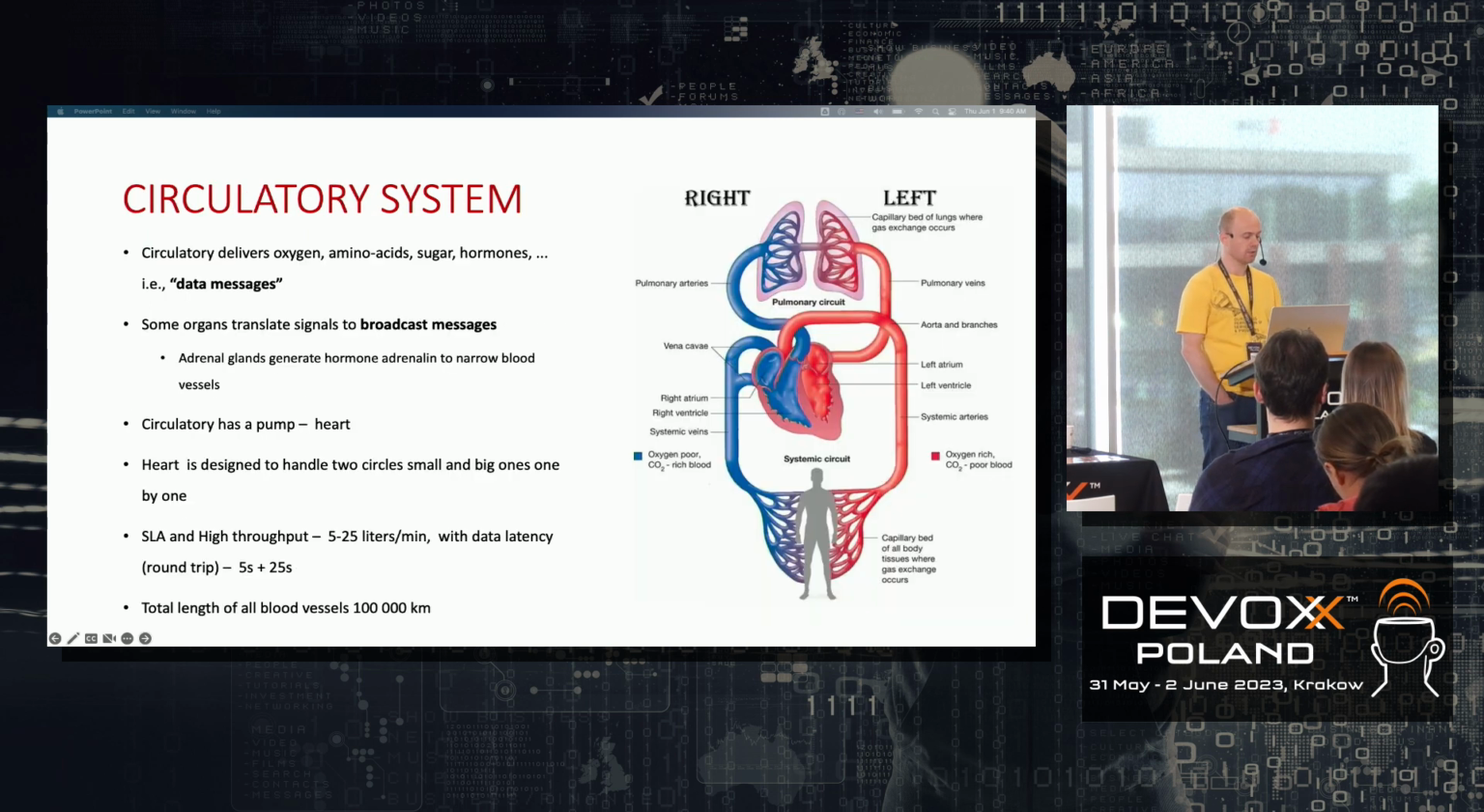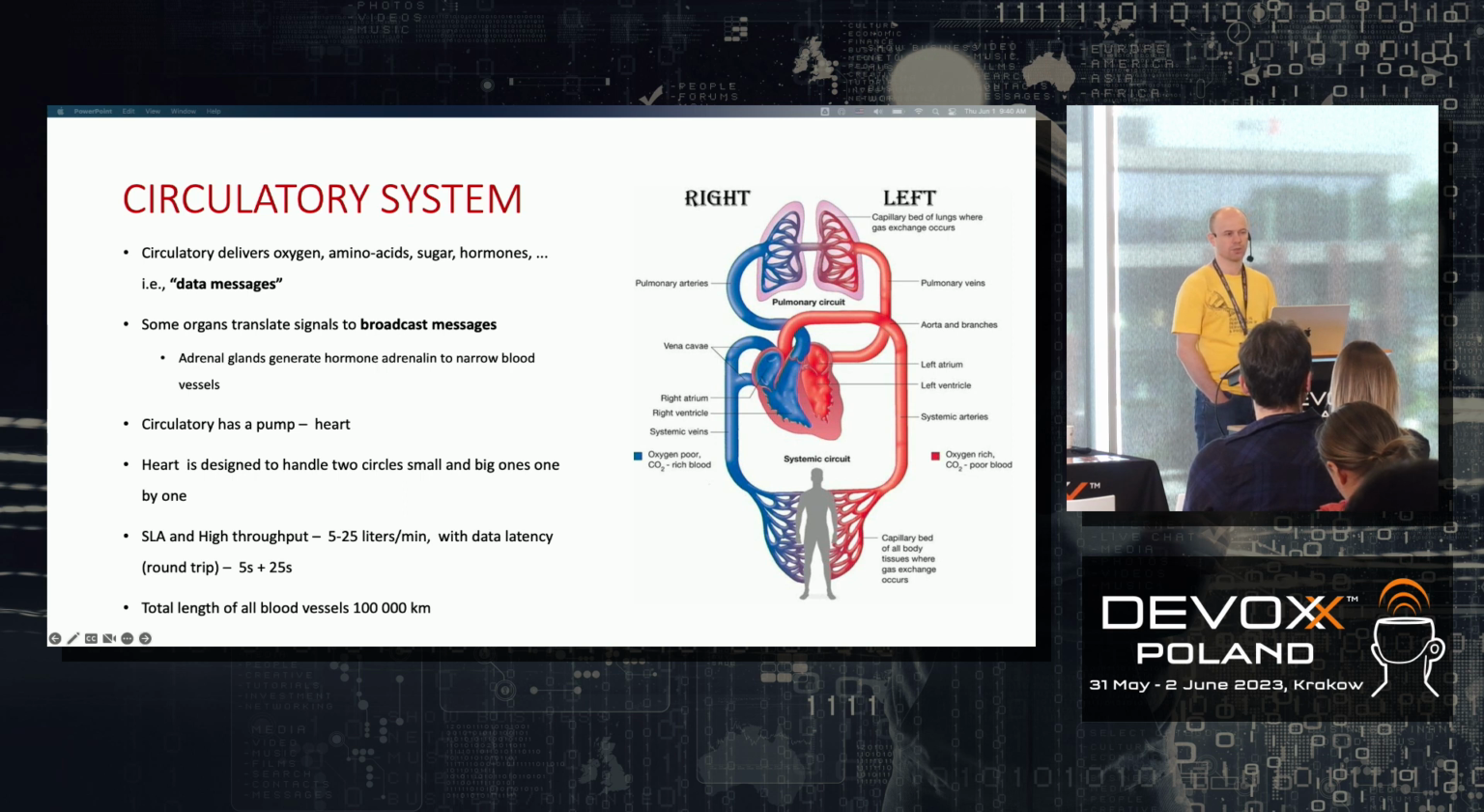Another system is called the circulatory system. It delivers oxygen, sugars, hormones, different amino acids, again, building blocks for our proteins, which are building blocks for our cells. I can call them data messages. And the circulatory system is a result of the fact that not everything can be built with just signals, right? We are mechanical systems in a certain sense. And nature had to invent a unified way to deliver some chemical things, like molecules, to our bodies.